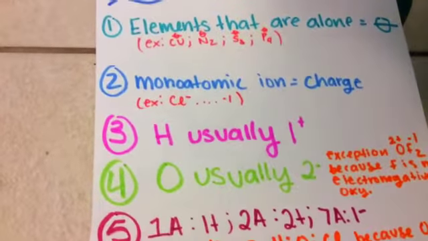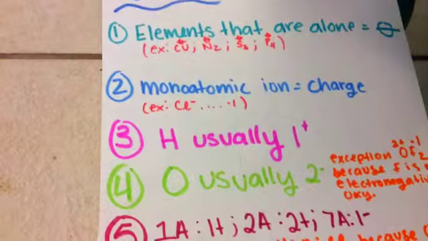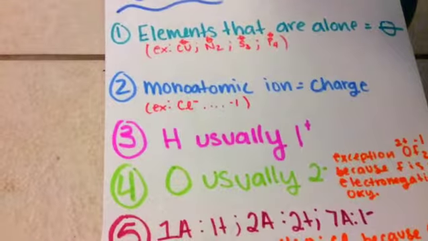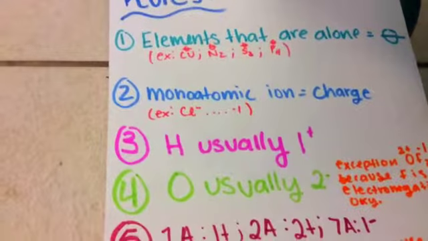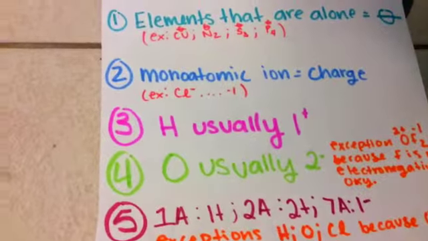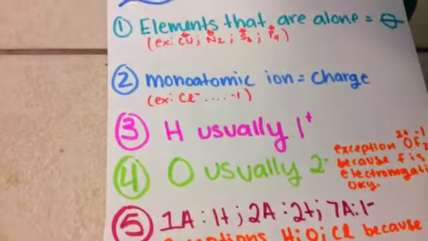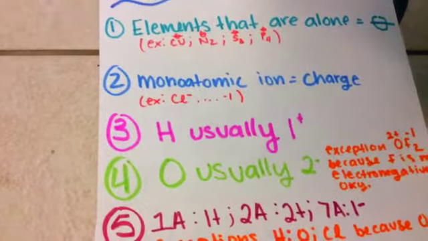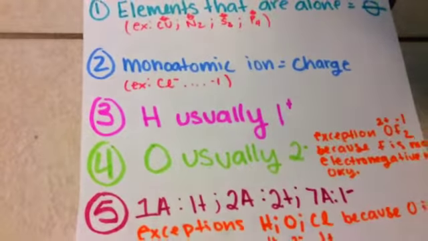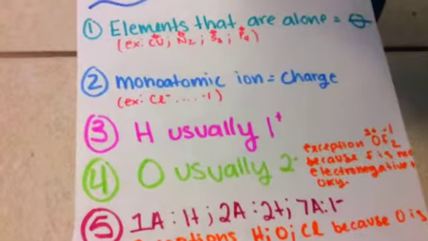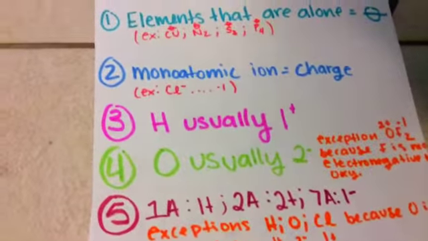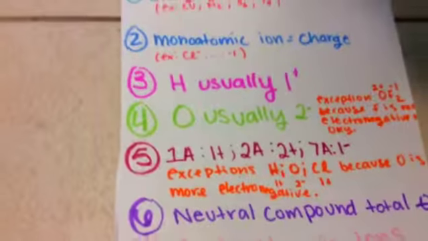Monatomic ions equal their charge. So, like chlorine, it's a -1, so its oxidation number will be -1. Hydrogen is usually a 1+, and oxygen is usually a 2-. Exceptions are if oxygen is paired up with fluorine. Because fluorine is more electronegative than oxygen, oxygen will be a 2+.